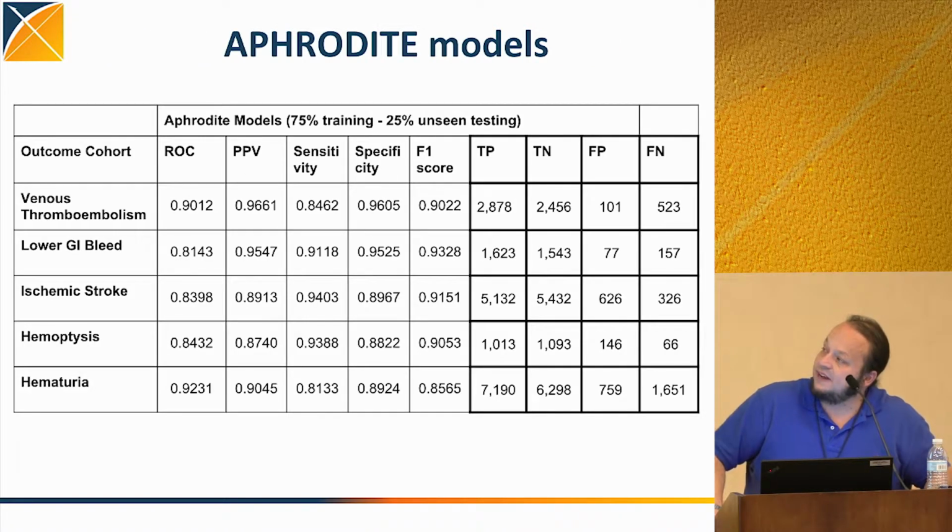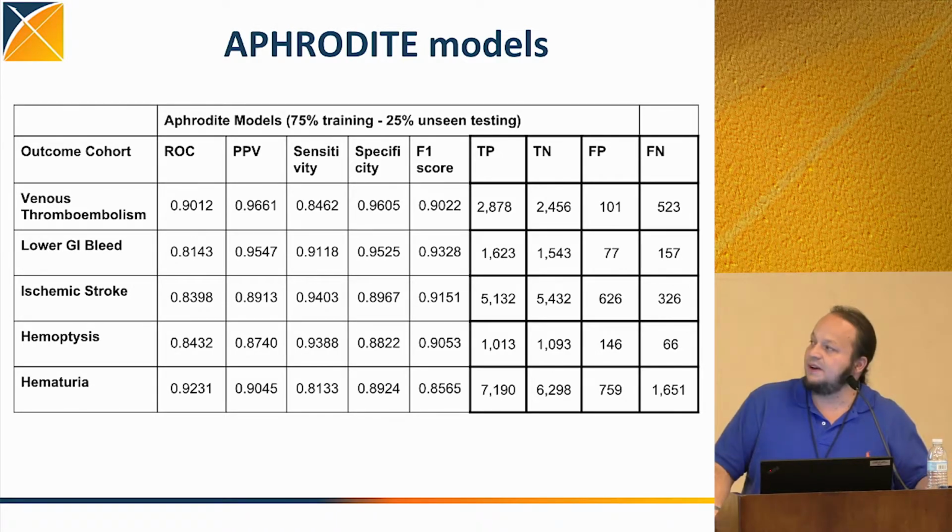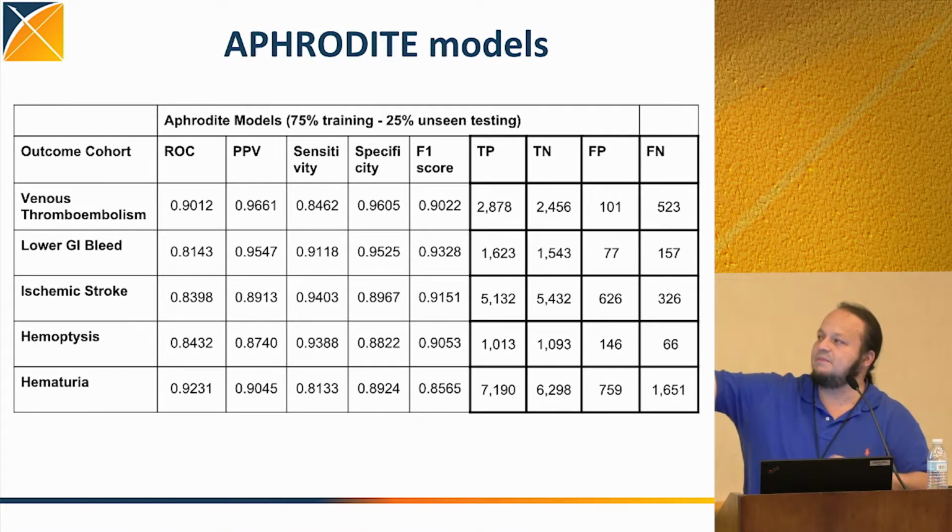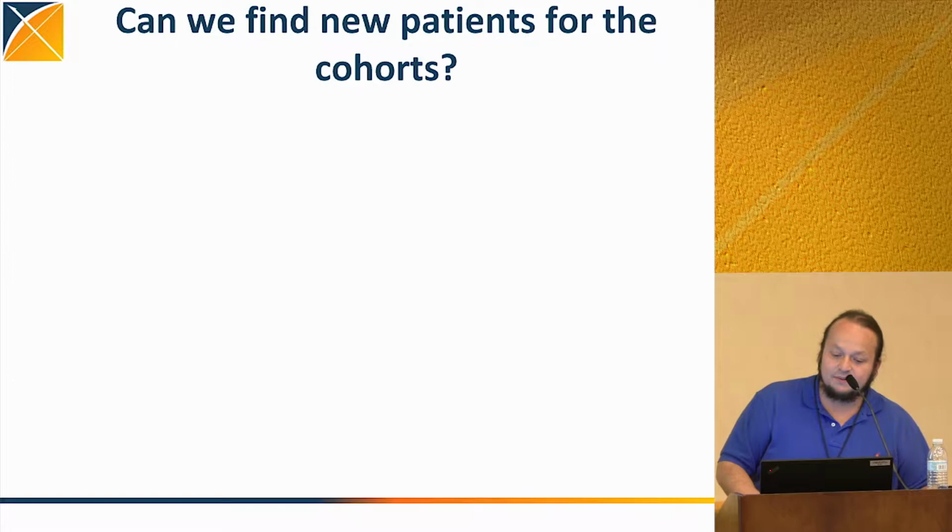So we built the APHRODITE models. Again, this is a lot of information, but most of their PPVs were anywhere between 88 and 96%, using 75% training data and 25% testing data. Except for the ROC curve number, or AUC, these numbers are for the on-scene testing set. So it performs pretty okay. We can get 90% of the patients that we already know belong to that cohort, right? So it's pretty decent. So what happens if we can find new patients to this?